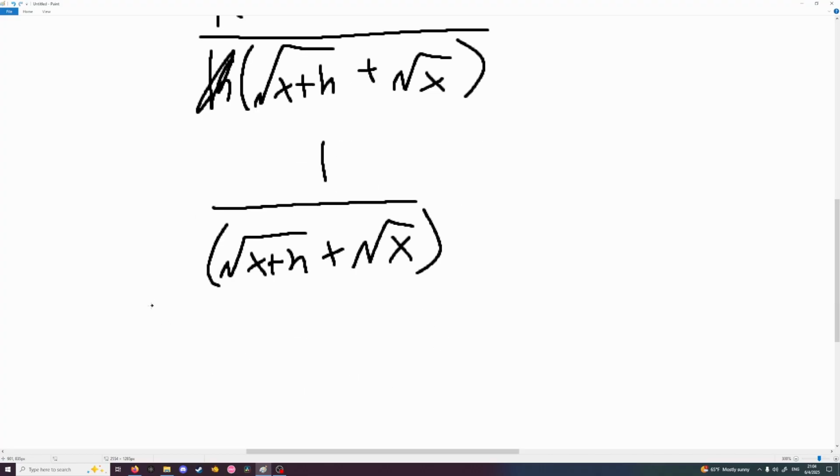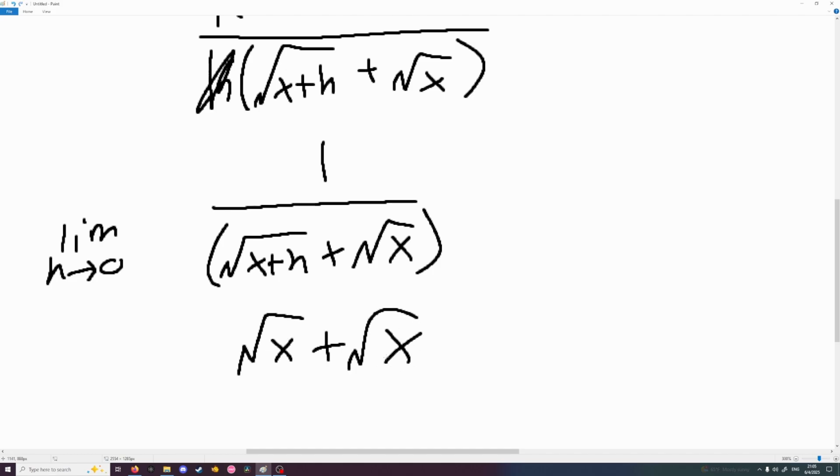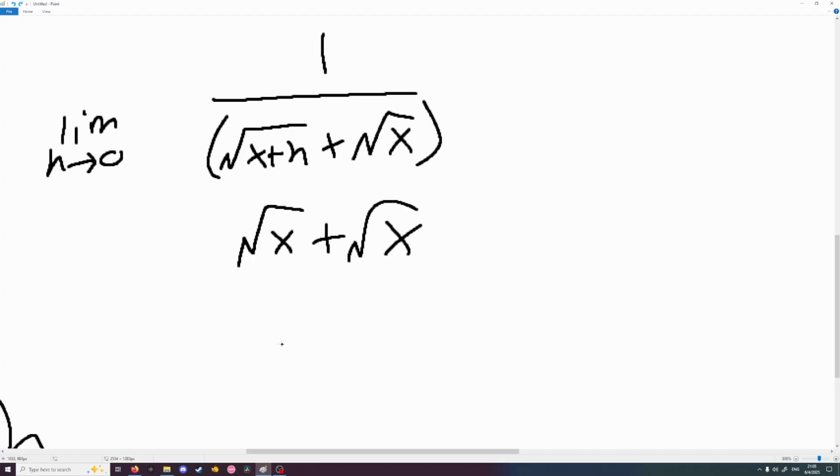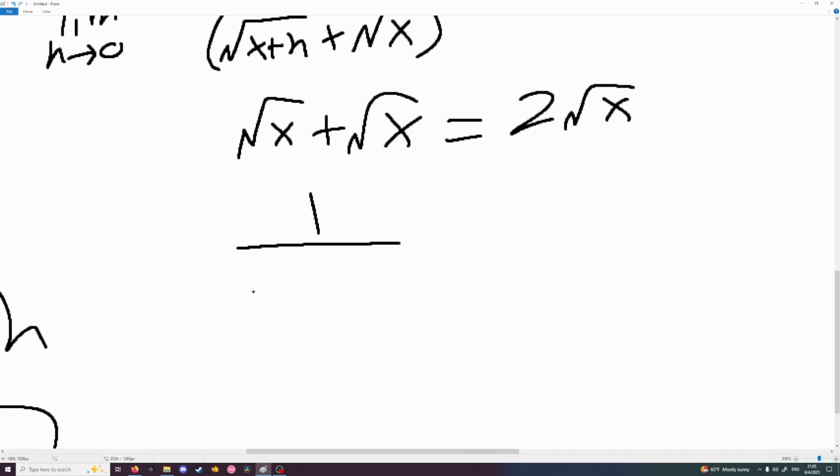And because we're taking the limit as h approaches 0, that means that h is just 0 in there. So it pretty much just means square root of x plus square root of x, which equals 2 square root of x. So overall, we got 1 over 2 square root of x. That's our final answer right there.